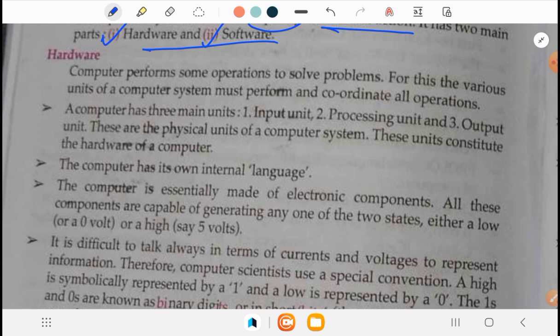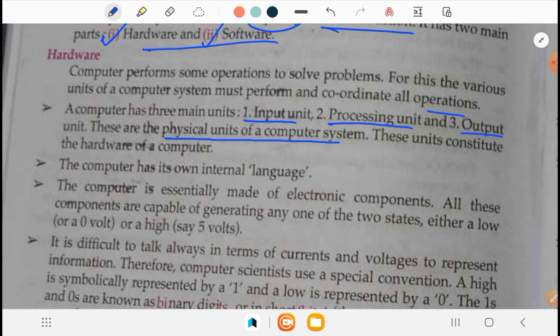Computer performs some operation to solve a problem. For these, various units of the computer system must perform and coordinate all operations. A computer has three main units: input, processing unit, and output unit. These are the physical units of a computer system. These units constitute the hardware of a computer.